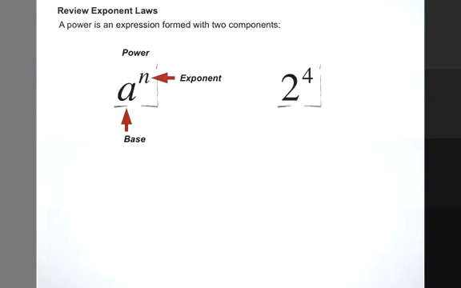A power is an expression formed with two components. Here's a power. It has n, the exponent, and a, the base. Here's an example of a power. 4 is our exponent. 2 is our base.